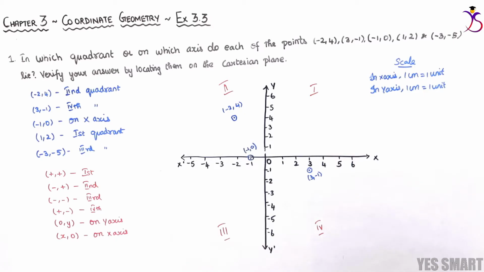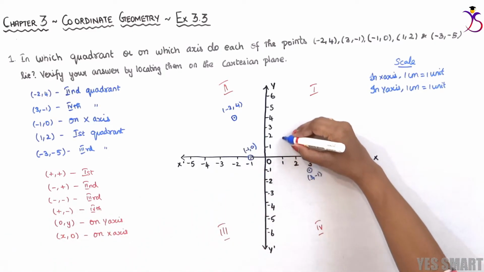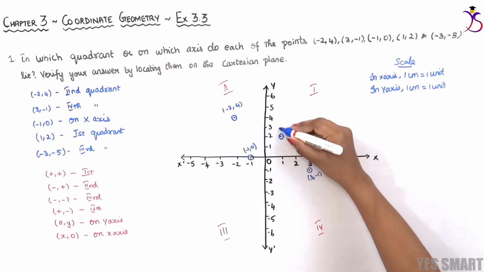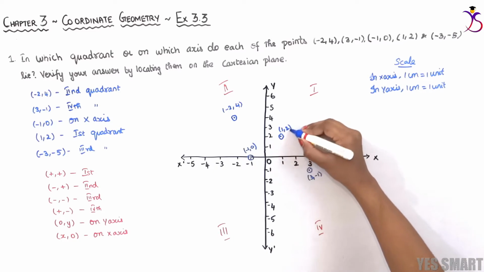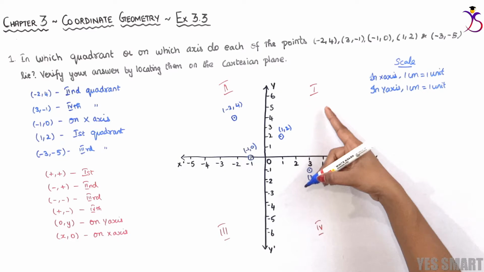Hence our answer is right again. Next point is 1, 2. In x-axis 1 and in y-axis 2. Therefore, our point comes here, which is first quadrant again, it's right.